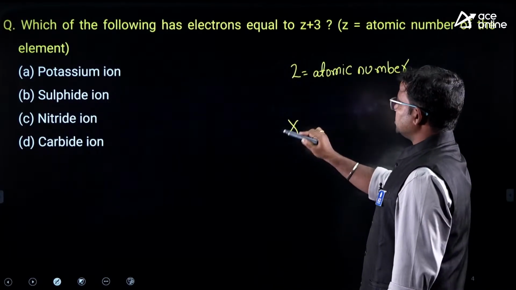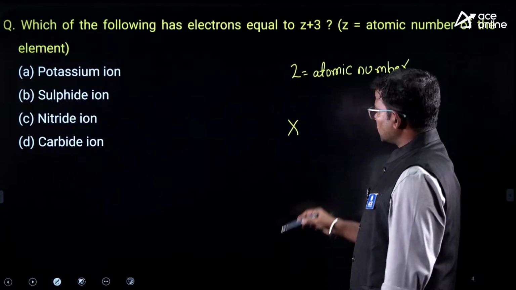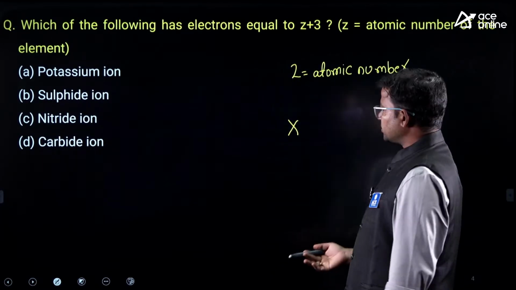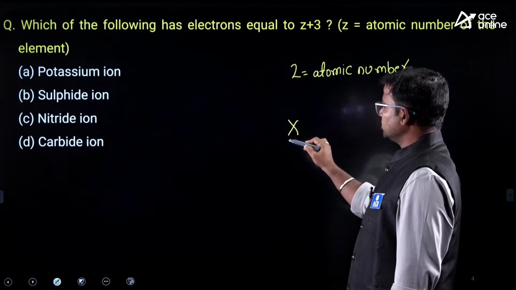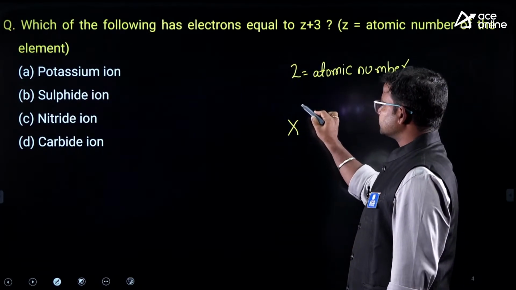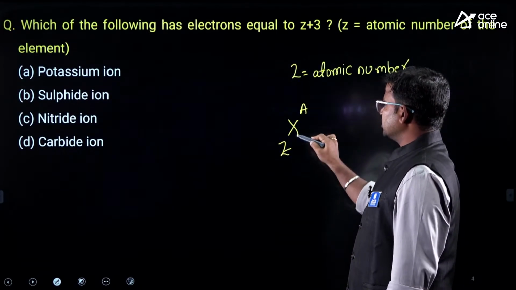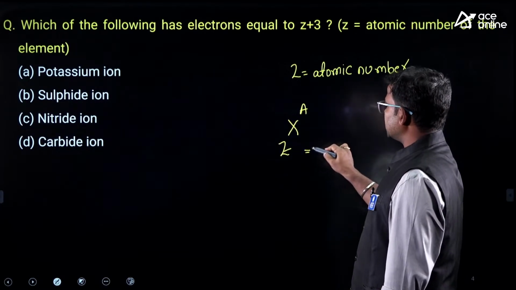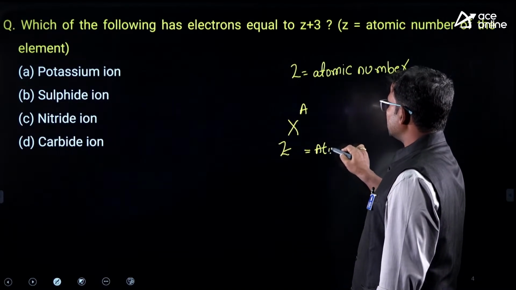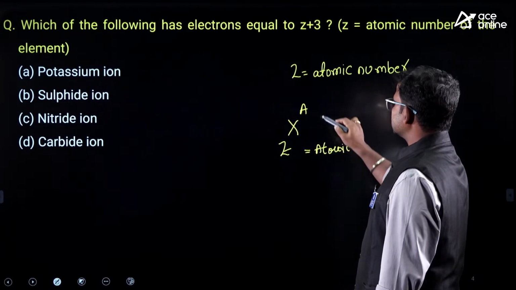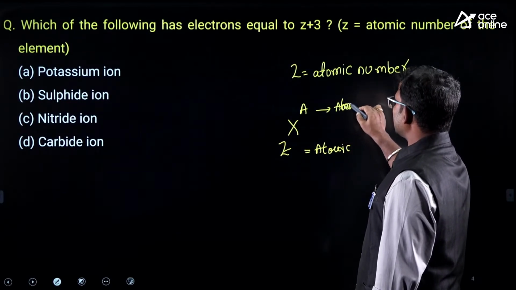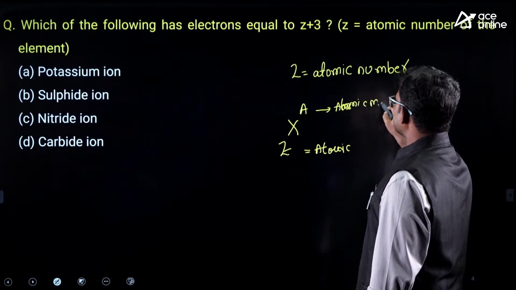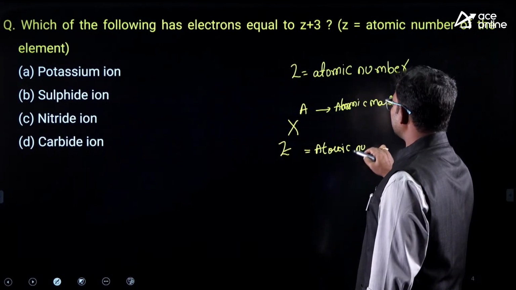Actually, consider the representation of an atom. If you consider any atom, this is the general representation form of an atom. Here it is A and here it is Z. Z means atomic number. A is the atomic mass, and Z is the atomic number.